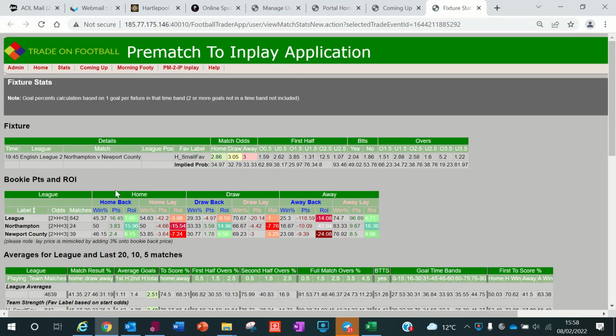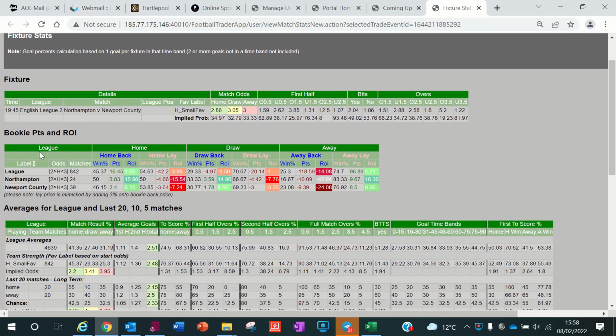So here, again, we have the English League Two, Northampton against Newport County. It's a small home favourite. If we go down here, look at the bookies points and the return on investment in the league. For a small favourite, we've had 842 matches where we've got results and odds. The home side in this case have won 45% of the matches, which gave them a 16.45 points return, which equates to a 1.95% return on investment.